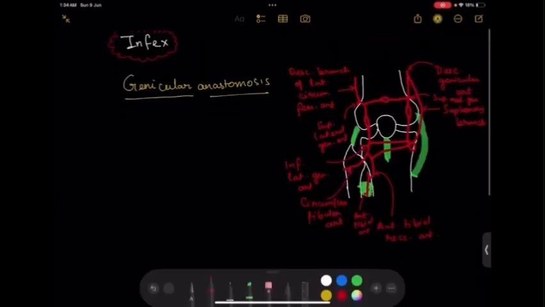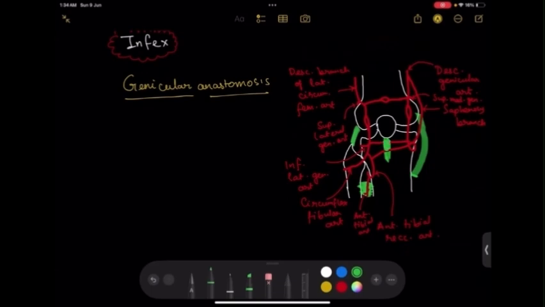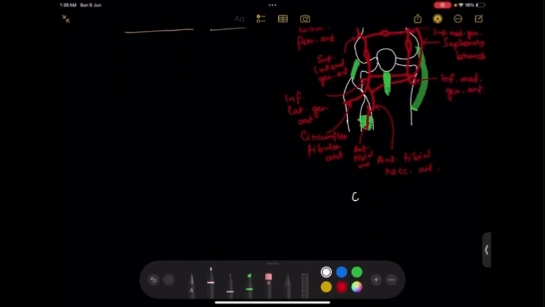Where is my pen? Wait, let me just color this. Yes, that's good. Okay, then we have another artery, a small artery that comes from the back. It's the inferior medial genicular artery. I hope that all arteries have been marked. So this is the diagram of the genicular anastomosis.